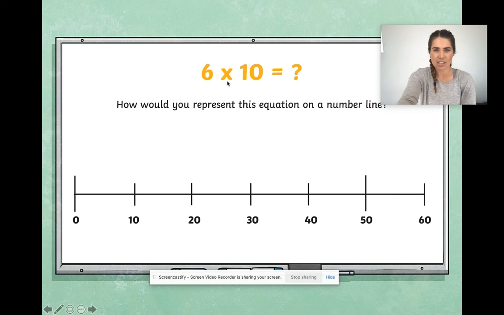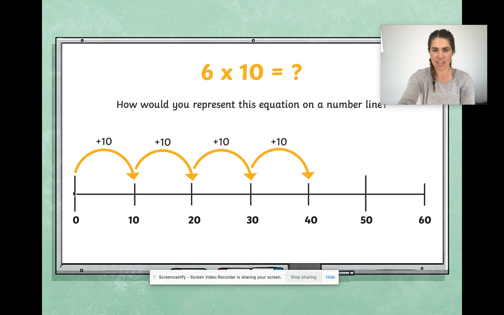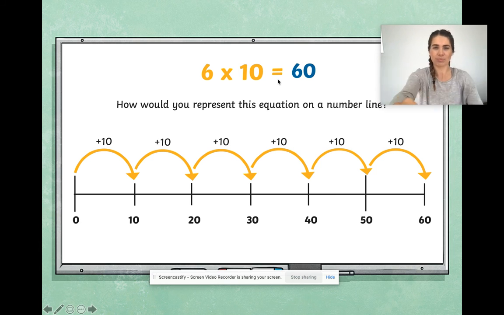How would you show 6 groups of 10 on a number line? Remember, I read the x as groups of, 6 groups of 10. That means I need to have 1 group of 10. That means I go up by 10. And I need to do that how many times? 6 times. Let's do it all together. 1 group of 10, 2 groups of 10, 3 groups of 10, 4 groups of 10, 5 groups of 10, 6 groups of 10. That means I can stop and whatever I've landed on is my answer. And I write my answer after the equals sign.